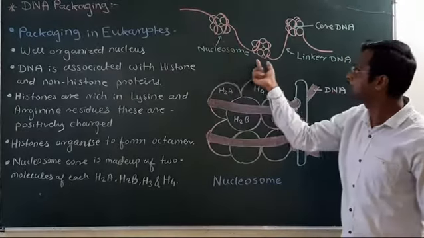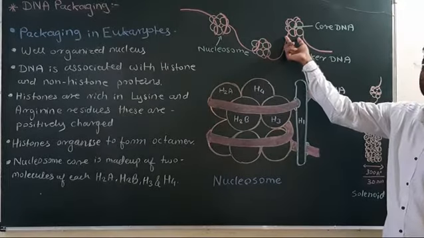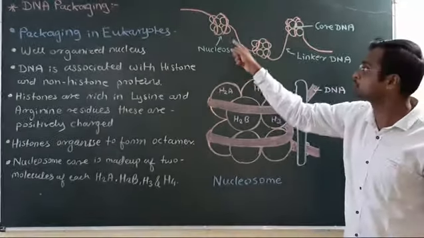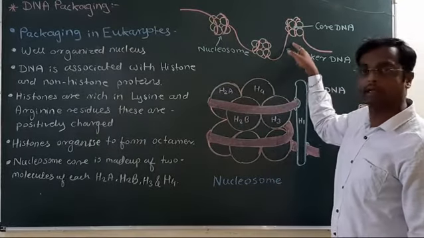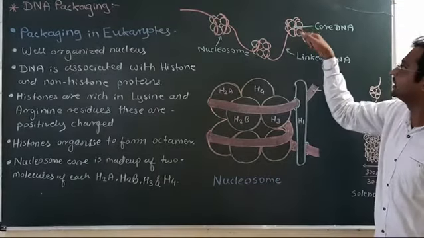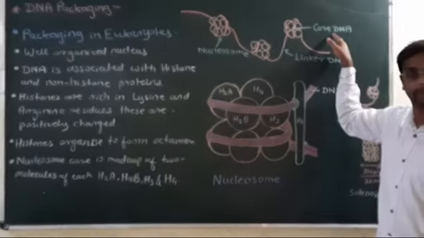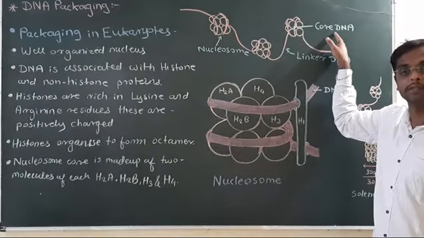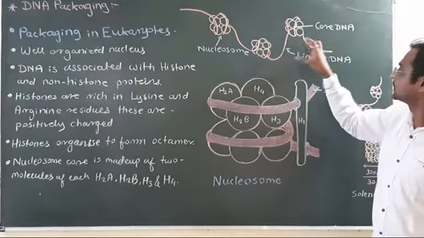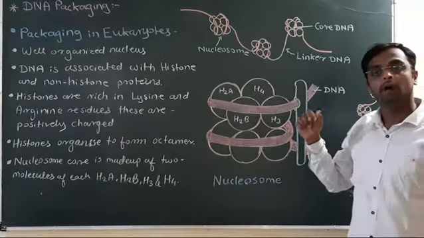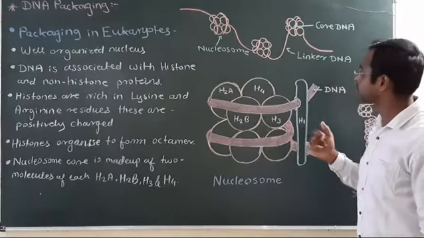This is the nucleosome, this is the nucleosome, this is the nucleosome, and successive nucleosomes are connected by the linker DNA, and the wrapped DNA is called the core DNA. Generally the linker DNA is approximately 54 base pairs long.